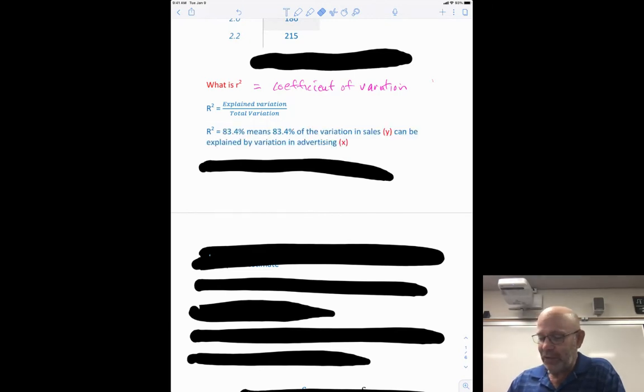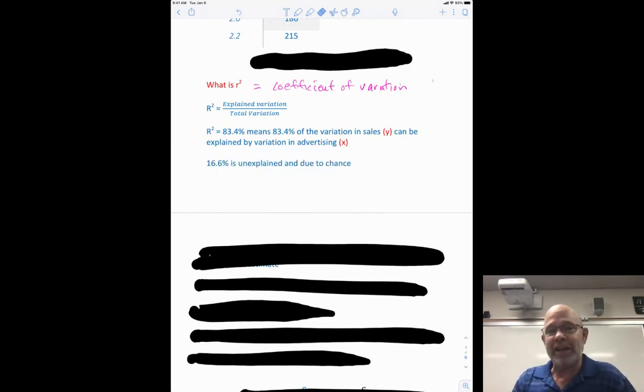There's some math behind it. R squared is actually the explained variation in Y over the total variation. So in other words, this is the way you say it. Let's say R squared happened to be 83.4%, which I think it might be for the data I have here, but don't worry about that. So that 83.4% means 83.4% of the variation in the sales, which is our Y variable in this case, can be explained by the variation in advertising. So forget about sales and advertising because I didn't do the examples, just Y and X.